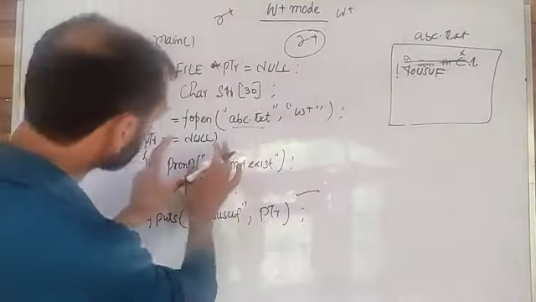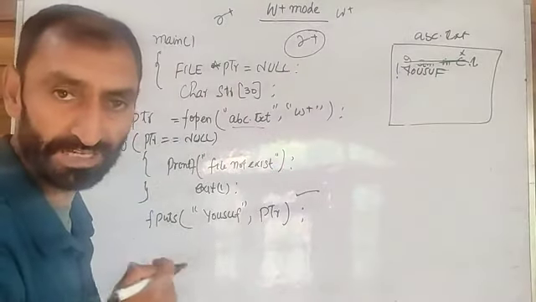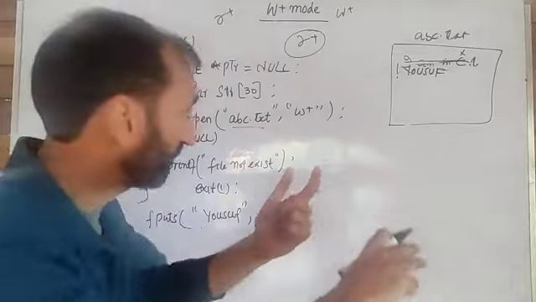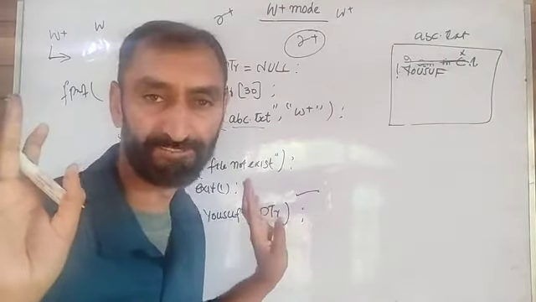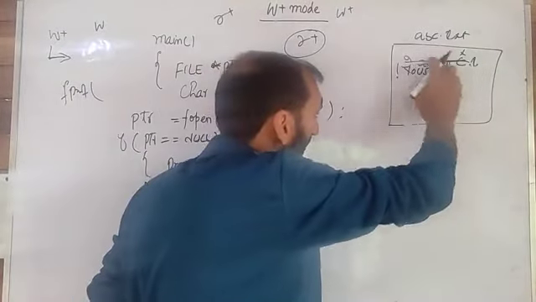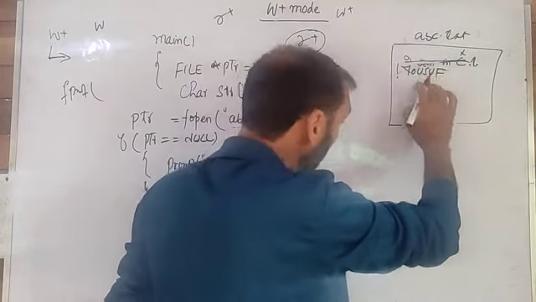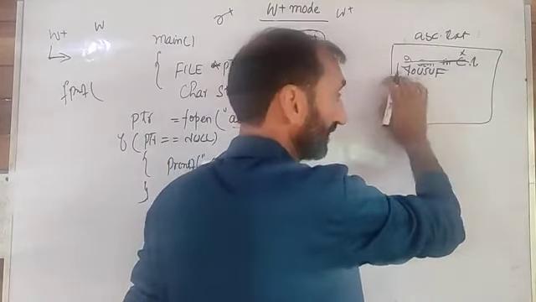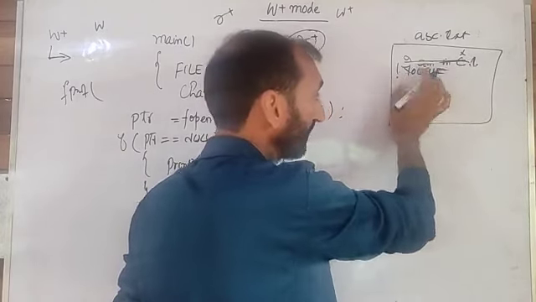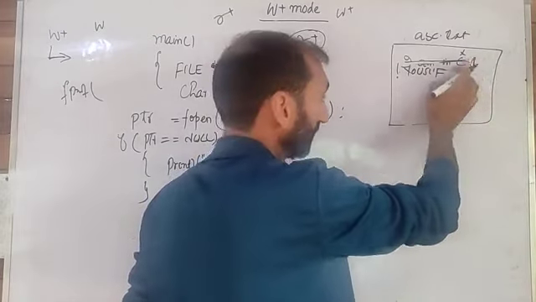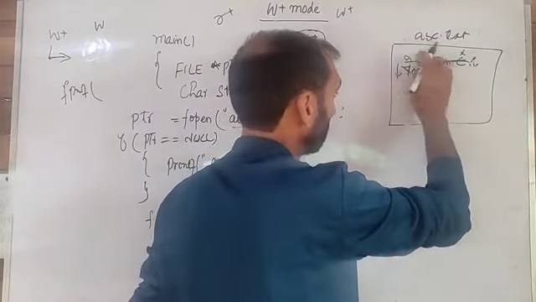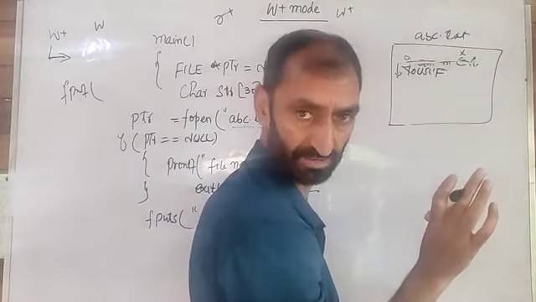But I have opened this file in W plus mode. In W plus mode, there is a condition. If the file does not exist, it will create a new file and open it. But if the file exists, it will truncate that file to 0. That means at the moment the cursor is at this position, and I want to write Yousuf on it. So it will truncate that file to 0. That means the cursor will reach here, and the contents of this will get erased.